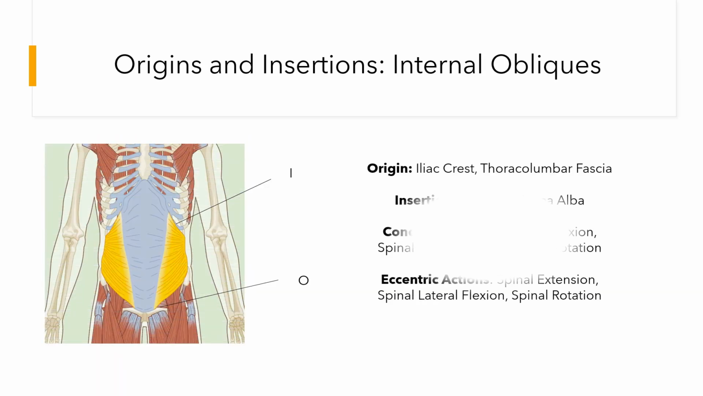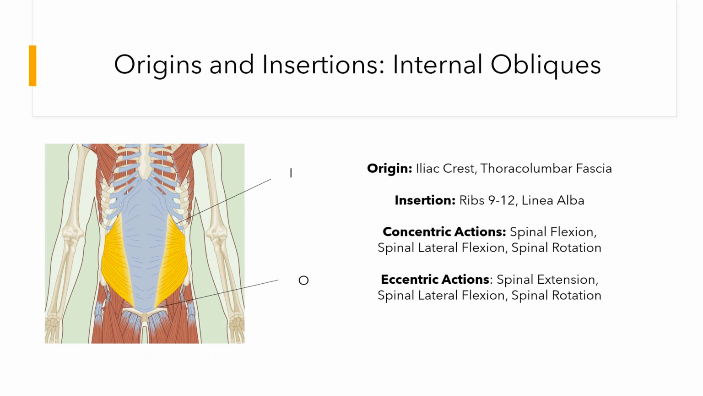Internal obliques, so obliques on the inside, originate the iliac crest and the thoracolumbar fascia. They insert into ribs 9 to 12 and the linea alba. Same motions, flexion, lateral flexion, rotation.